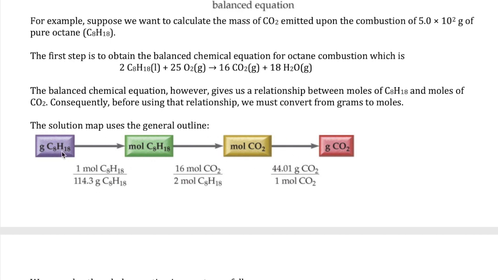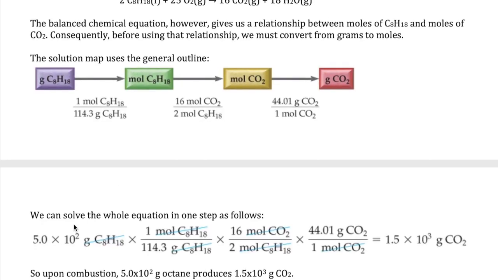This map here shows our conversion. To convert the mass of octane to the moles of octane, we will need the molar mass of octane, which you can calculate from the periodic table to be 114.3 grams per mole. So the first step here is to divide 500 grams of octane by 114.3 grams per mole, and dividing, of course, is the same as multiplying by the inverse, so that's what we see in this first step right here.